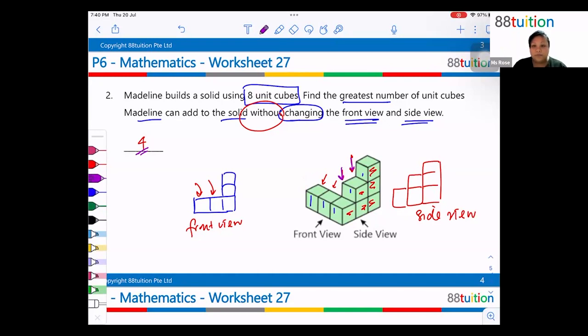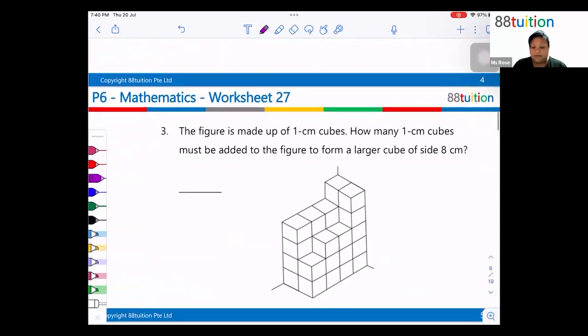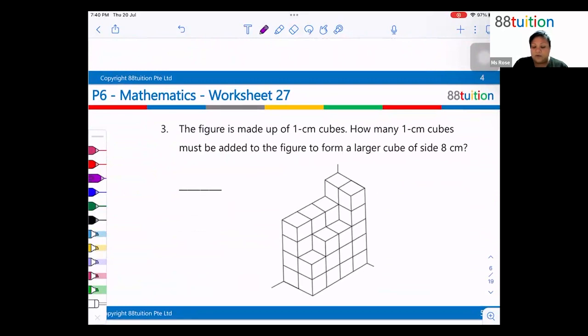Next one. The figure is made up of 1 cm cubes. This is important, that's why it's important to read the question. How many 1 cm cubes must be added to the figure to form a larger cube of side 8 cm? Now, first, what's the first thing that you must find out? Tongi, what's the first thing you find out? Unmute yourself.